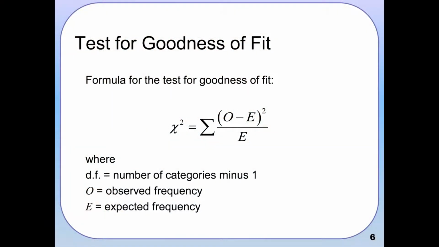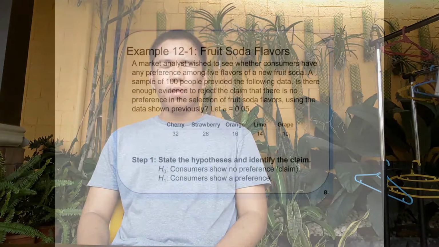Test for goodness of fit. The chi-square statistic can be used to see whether a frequency distribution fits a specific pattern. This is referred to as the chi-square goodness of fit test. Observed and expected frequencies: since the frequencies for each flavor were obtained from a sample, the actual frequencies are called the observed.